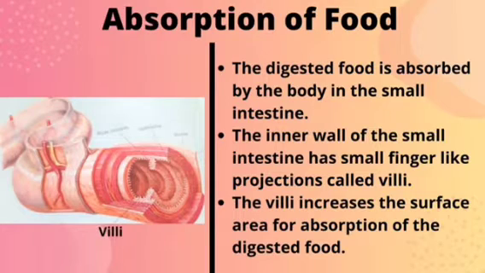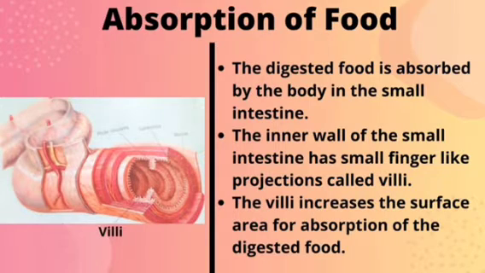Now children, you have learnt that the digestion is completed in the small intestine. Once the digestion is completed, the digested food has to be absorbed by the body, isn't it? So how does this happen? From the small intestine, the digested food is absorbed by the body, or it reaches different parts of the body. So let us see how this absorption works in the small intestine.